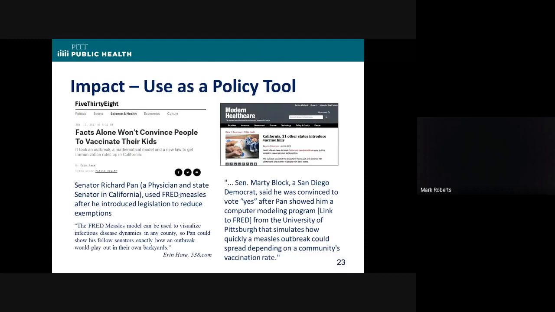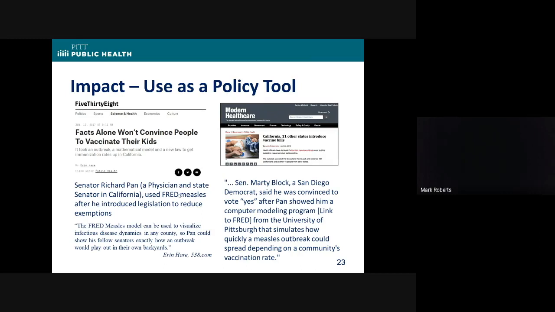Interestingly enough, 538.com wrote a piece about us, and they also had picked up that there's a physician out in California, Senator Richard Pan, who is a state senator, but he's also a doctor. And he happens to be a University of Pittsburgh medical school graduate. And he saw a link to the Fred Measles app on an alumni blog. And he took it around to a bunch of different senators, his colleagues, and said, look, this is your county at 80% and your county at 95%.